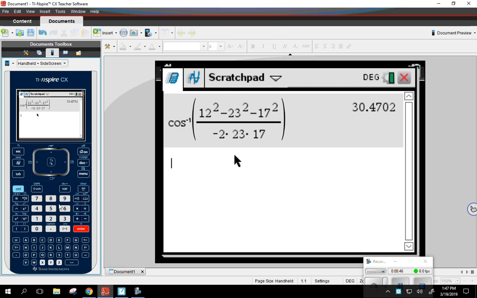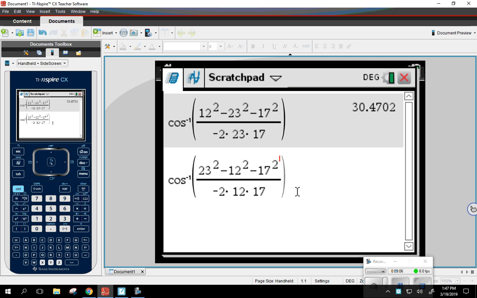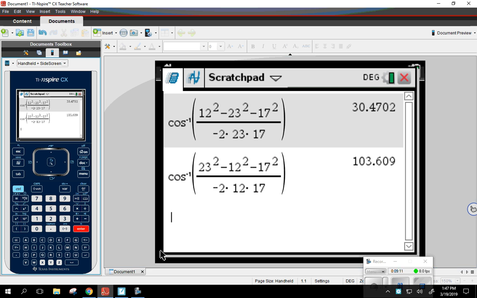Okay, so let's come back over here. Cosine inverse, control divide. So what was it? 23 squared minus 12 squared minus 17 squared all over negative 2 times 12 times 17. Okay, what should I get when I push enter? Okay. So had I used the law of sines to find angle C, would there have been a problem? Yes. Okay. There we go. So it actually would have given me the difference between this and 180. It's only going to give you the supplement.